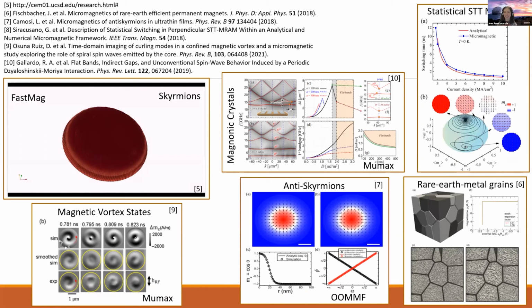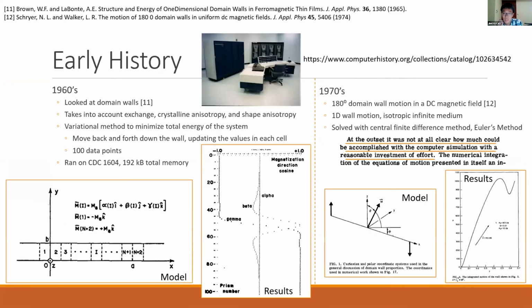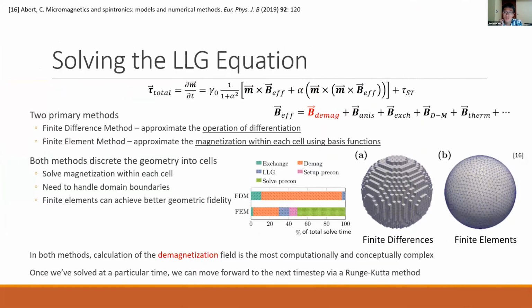Any other questions? I have a question about the solving method. So you mentioned there are two kinds of method. One is the finite element and another is the finite difference. So when solving this equation, does the program, MuMax, choose one of the methods automatically, or maybe it will use a combination of these two methods, or does it choose automatically?